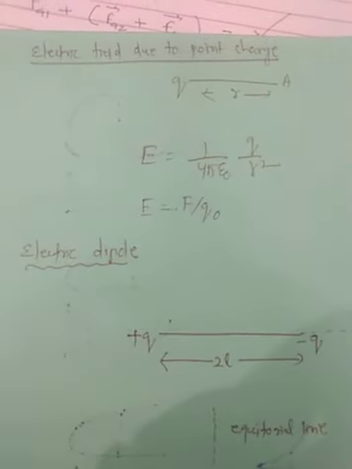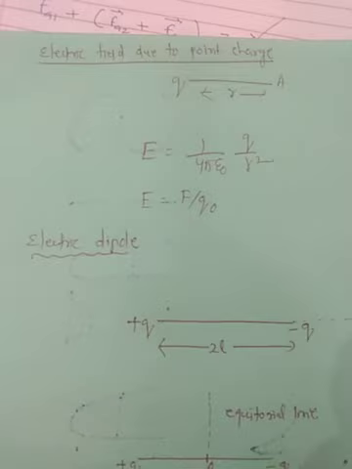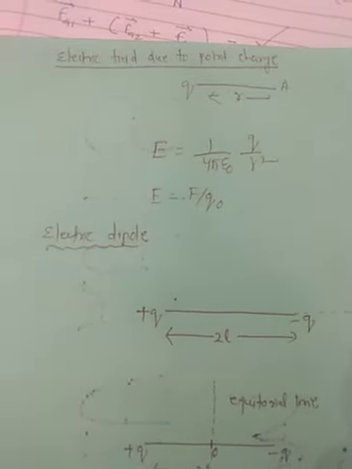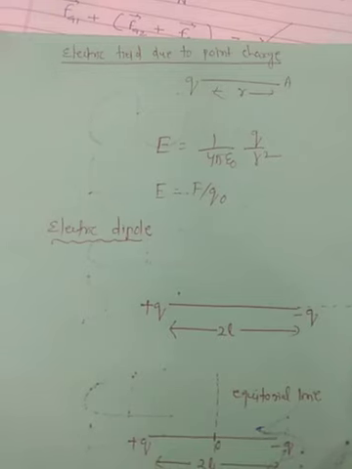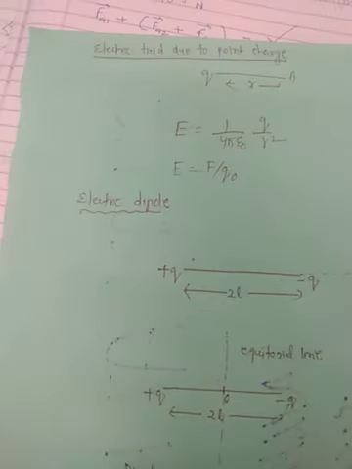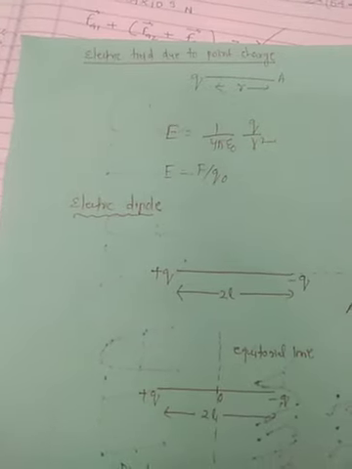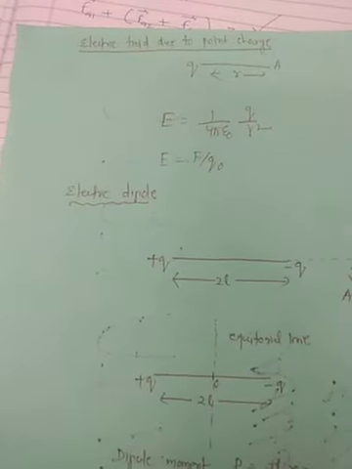Suppose there is a charge q, which is called the source charge. What will be the electric field at a point A which is at a distance r? The formula is 1 by 4 pi epsilon naught q by r square. And what is the definition of electric field? It is the force experienced by unit positive charge at a point, that is E is equal to F by q naught. You refer to your classwork.